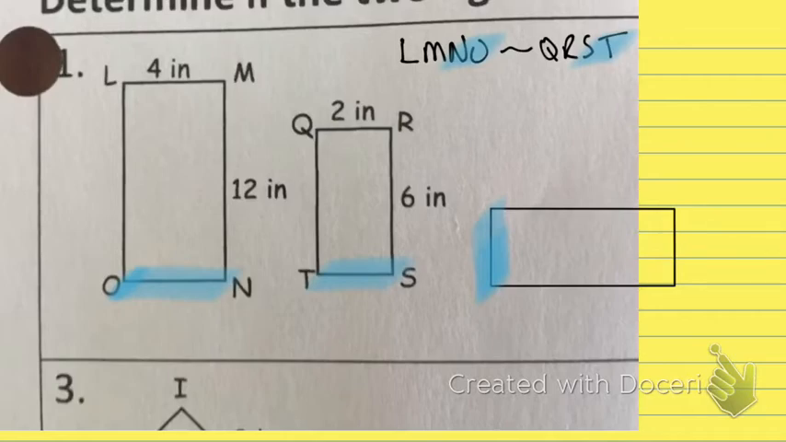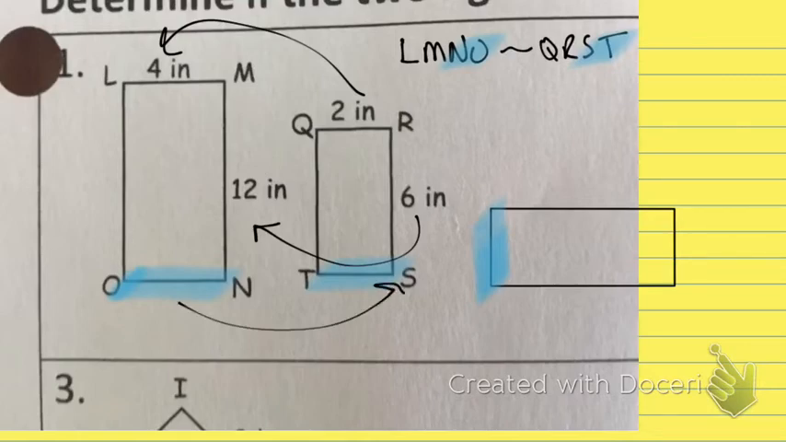But before we move on, I need someone to tell me if these figures are similar, and if so, how do they know? James? It's similar because 2 times 2 is 4 and 6 times 2 is 12. So you're saying you can multiply by 2 from small to big and it works. Okay. So yes, those are similar. Or divide by 2 this direction. Yep. Great. So let's look at number 2 from your notes.